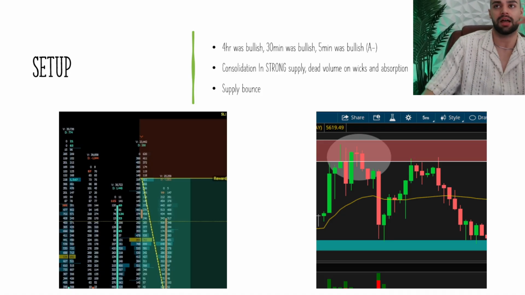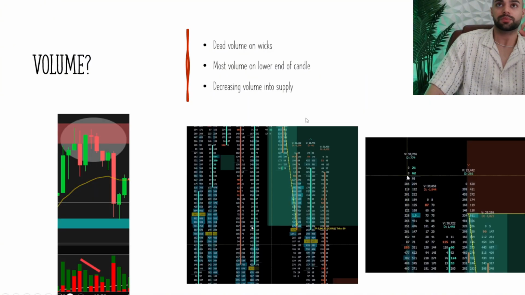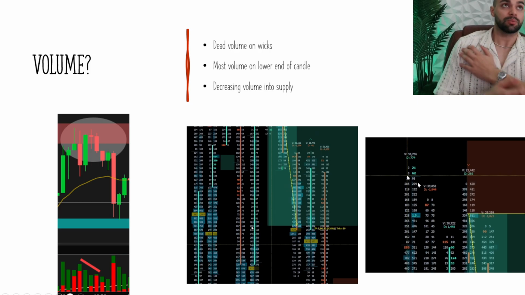So I went for a supply bounce, right? Consolidated in supply, volume died off. This is what the footprint chart looks like. Let's go ahead and look at volume first. Dead volume on the wicks from my entry, right? Every time we approached those new highs in supply, we had dead volume on the wicks. Super important factor for me.